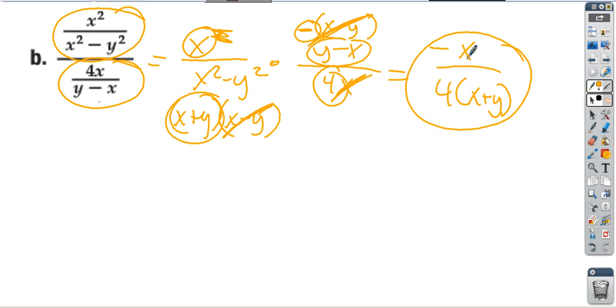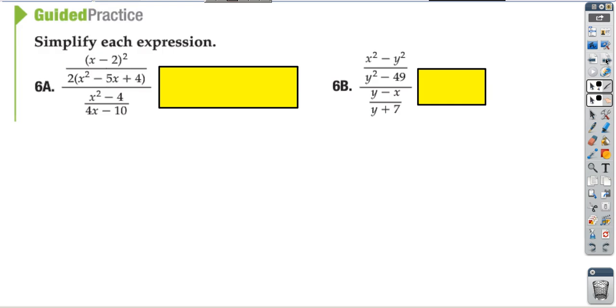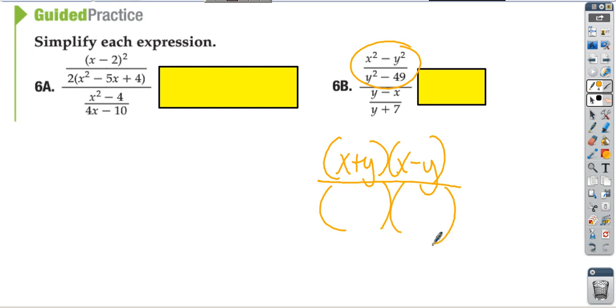Again, we cannot cancel those x's because the bottom is not really an x, it's an x plus y, and we don't know what y equals, so we're not allowed to cancel. Let's try one more of these. Let's do 6b. So we'll take this thing. The top is a difference of squares. That's x plus y times x minus y. And the bottom is also a difference of squares. That is y squared minus 49, which is y plus 7 times y minus 7.